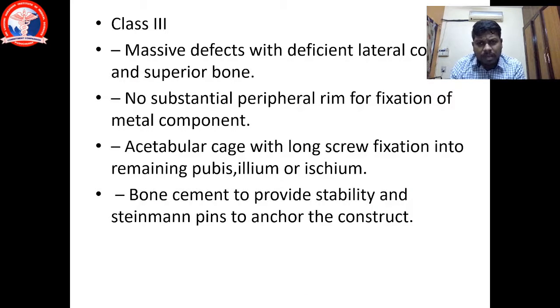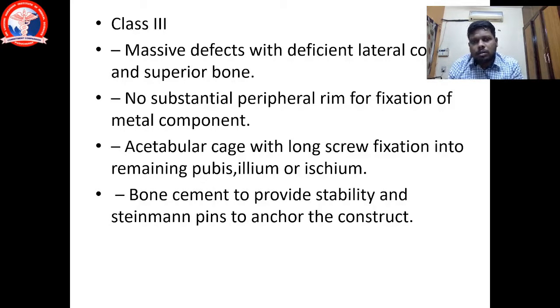Class 3 is massive defects with deficient lateral cortex and superior bone, with no substantial peripheral rim for fixation of a metal component. It is treated with a vestibular cage with long screw fixation into the remaining pubis, ilium, or ischium. Bone cement provides stability, and a Steinmann pin anchors the construct.